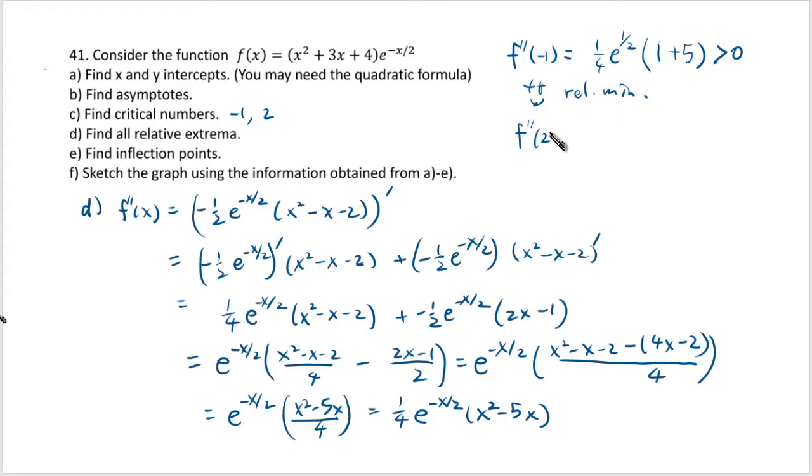f double prime of 2 is 1/4 e to the negative 1, because 2 over 2 is 1, and then 2 squared is 4. 5 times 4 is 20. Well, 4 minus 20, that's negative. These are positive, so this will be negative, which means it's a frowning face, so it's going to be a relative maximum. Okay, so we know that negative 1 is a relative min, and positive 2 is a relative max.